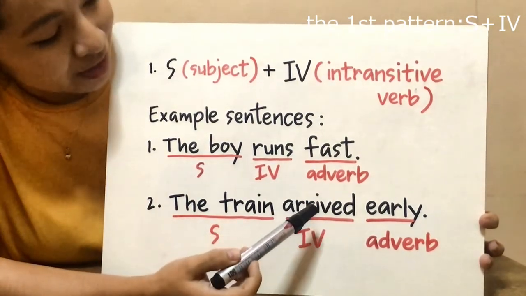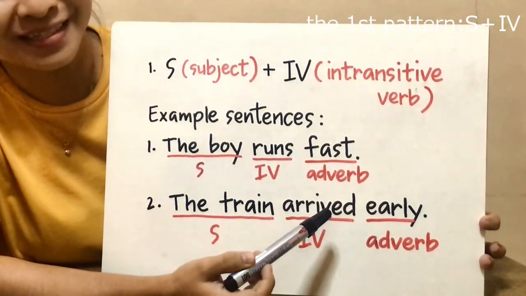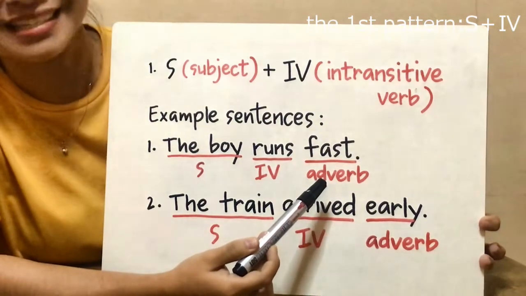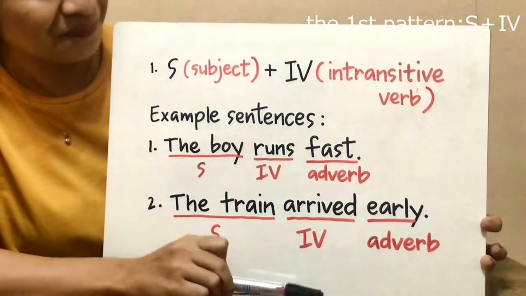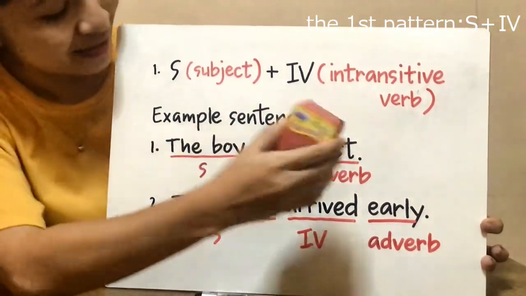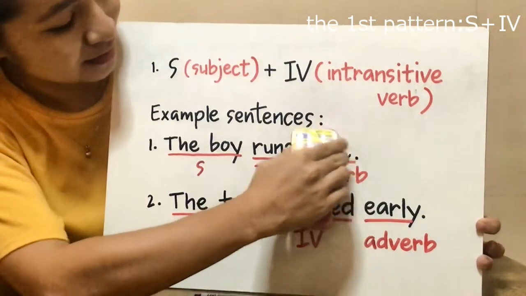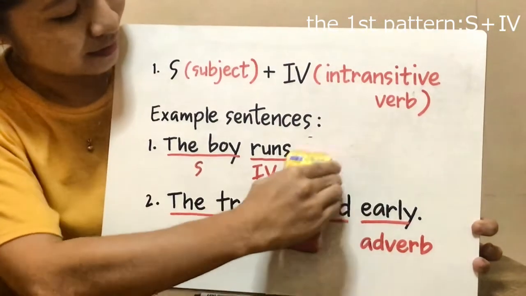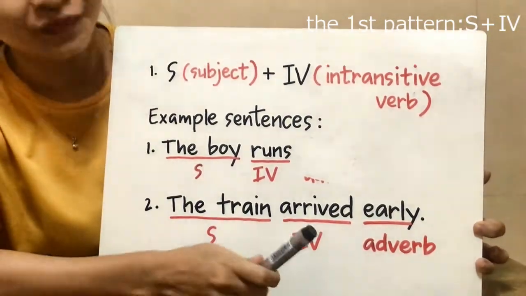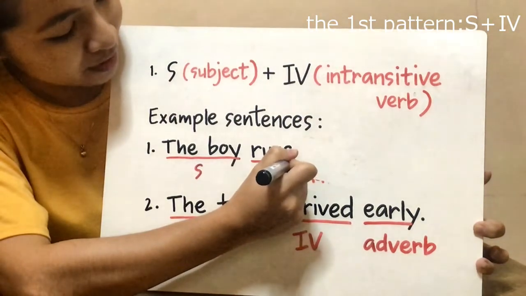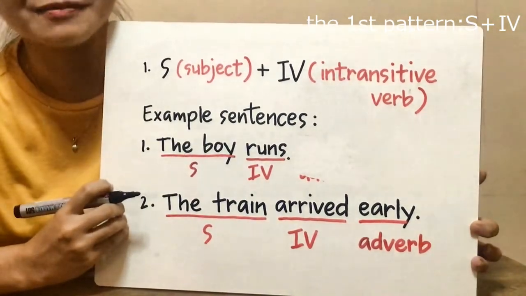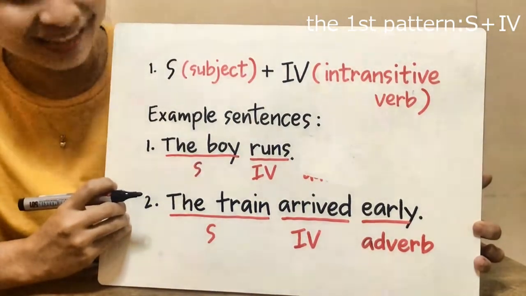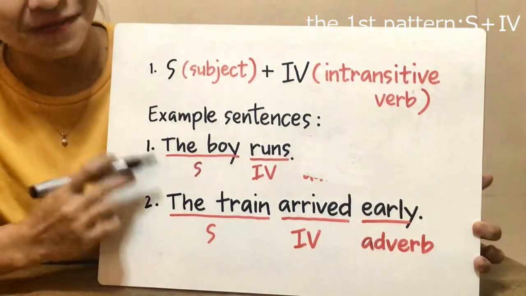And then you can actually add adverbs. As you can see here, I added the adverb fast. But actually, you can remove fast. There we go. You can just put a period and then the sentence is complete. You can just say, the boy runs. So again, this is the S+IV.